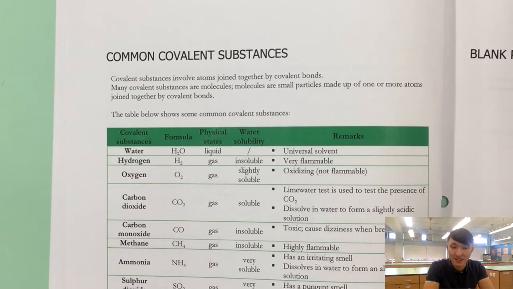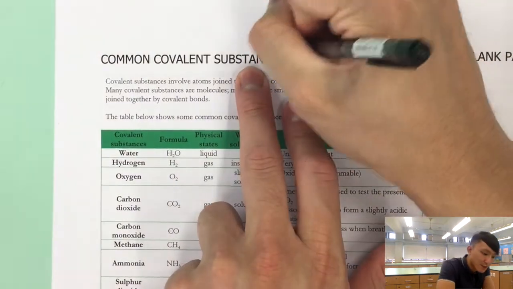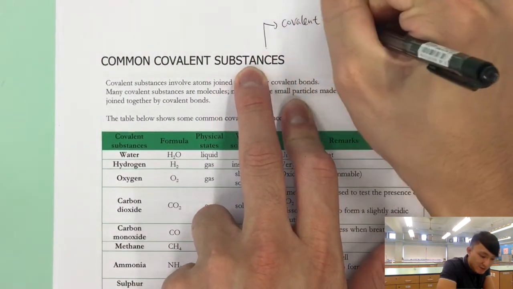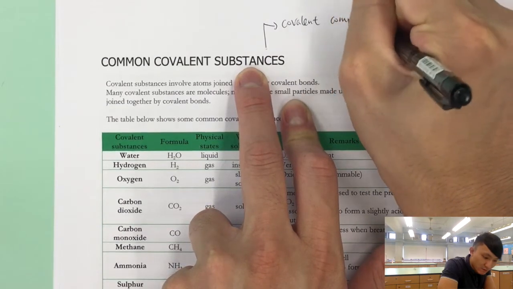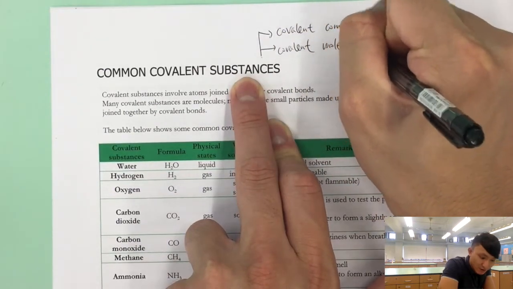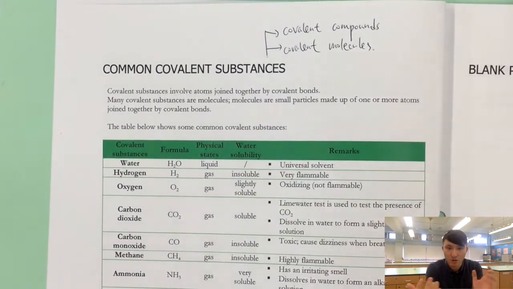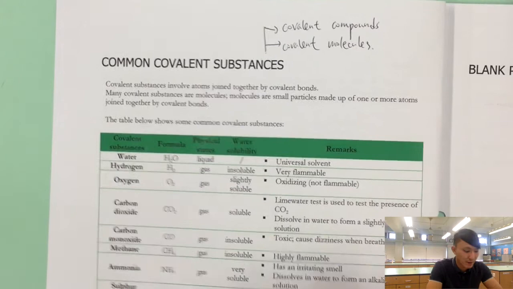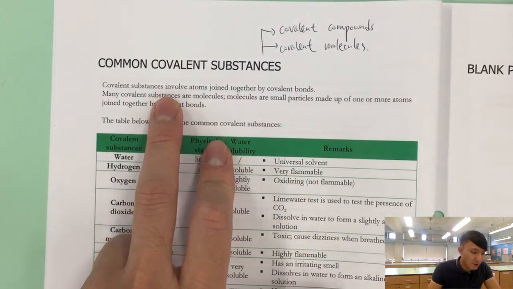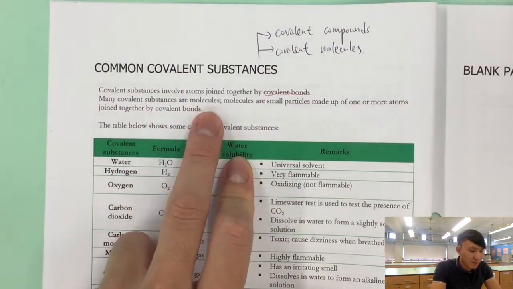We can't say it is a compound because it consists of one type of element only. So, in this part, I will put down covalent substance, because this one could be covalent compounds. It can also be covalent molecules. Now remember, molecule stands for small particles made by one or more atoms joined together by covalent bond. So here, covalent substance involves atoms joined together by covalent bonds, and many covalent substances are molecules.